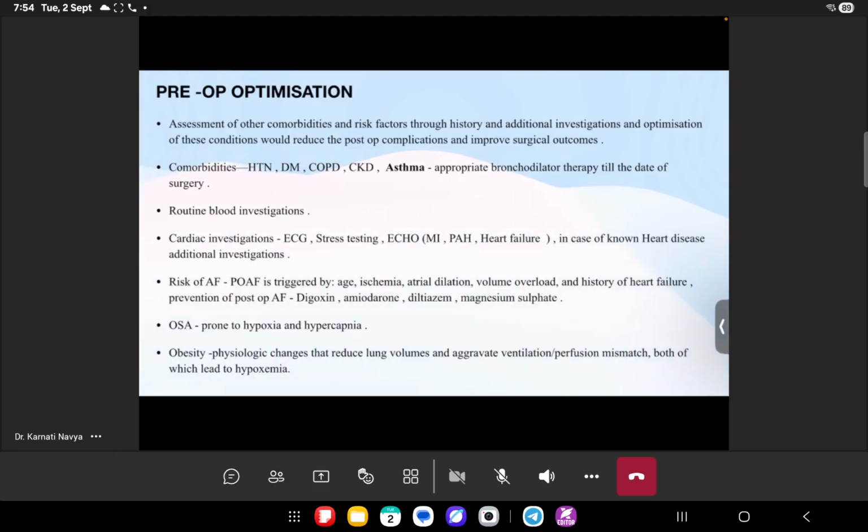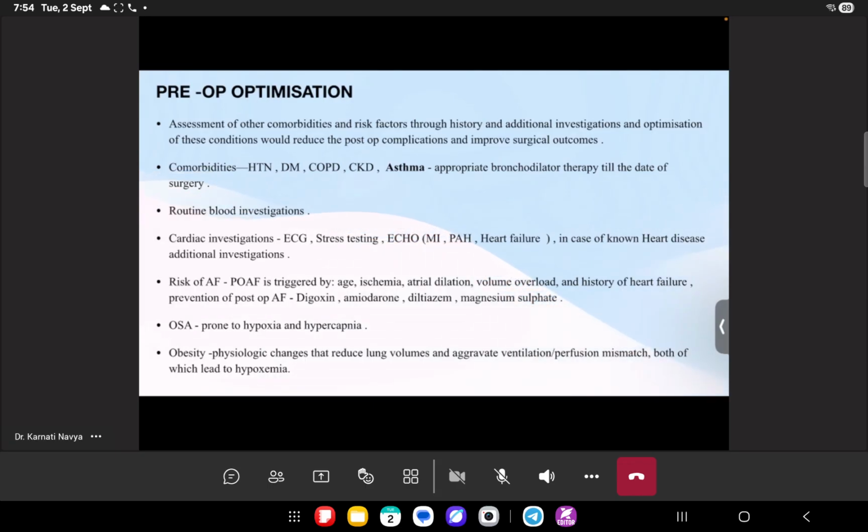And in case of asthmatic patients, on examination, if they have any acute episodes, it is advised to continue the bronchodilator therapy till the day of surgery. And routine blood investigations are supposed to be done. Cardiac evaluation by ECG, stress testing, and echo. Echo is to look for any previous MI, pulmonary artery pressures, any impending heart failure. And in case of known heart diseases, additional investigations such as CT/CAG or conventional angiogram need to be performed.